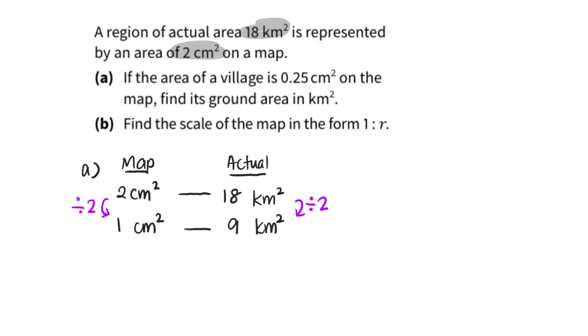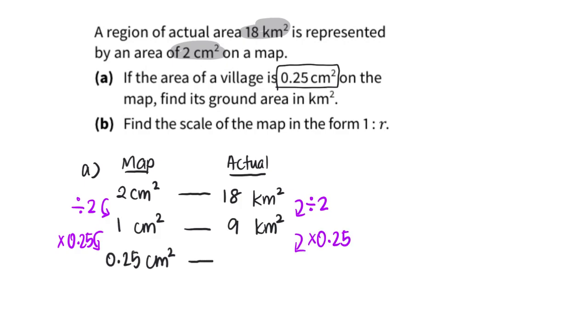And from here, I will then be able to get this easily. I just need to times by 0.25, and that will give me the answer of 2.25 kilometer square. And we are done for part A.